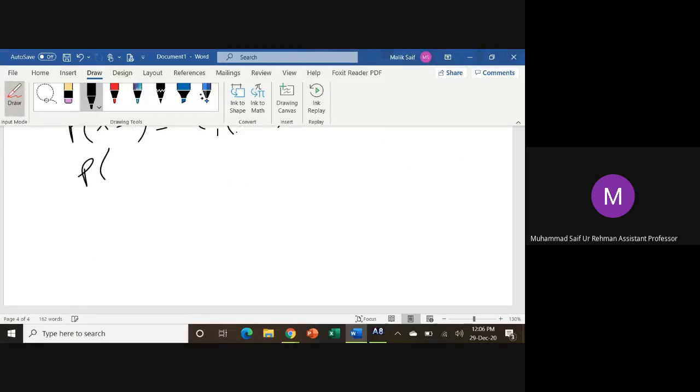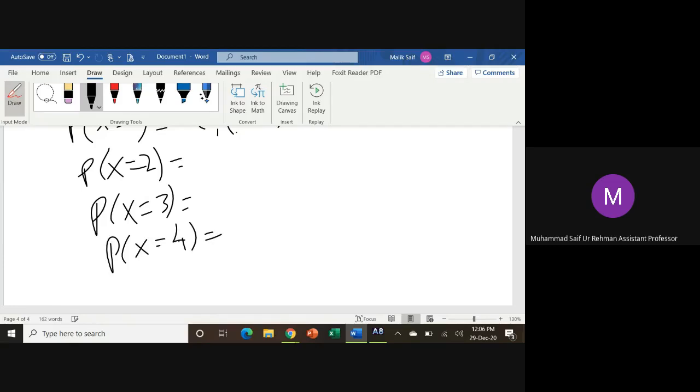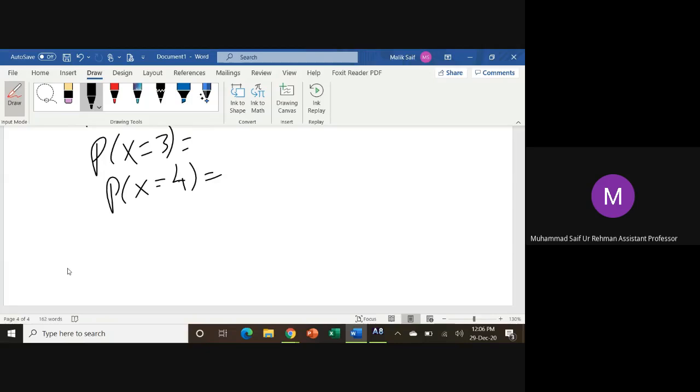So then you will move onward. You will check it for x is equal to 2, for x is equal to 3, for x is equal to 4. 4 means you tossed a coin 5 times and 4 times there were heads. And finally, maximum number of heads is 5. It is quite possible that you toss a coin 5 times and all 5 times you obtained head. So what is the probability for that? X is equal to 5.